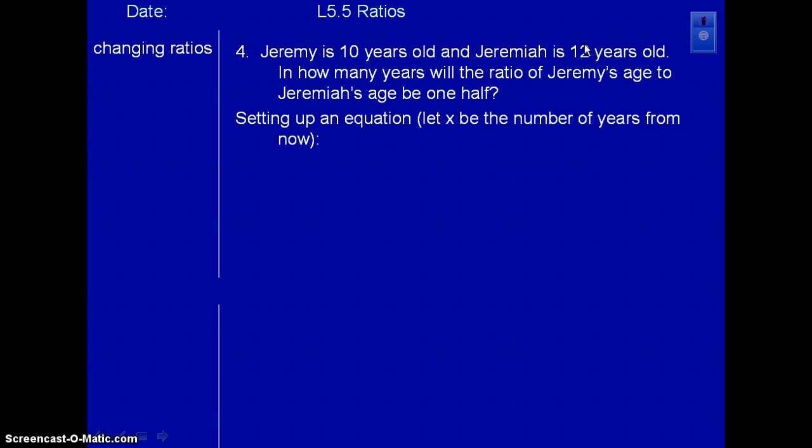So what we're taking a look at here is setting up an equation. If we let x be the number of years from now, we know we're going to be comparing Jeremy to Jeremiah and that we would like it to be equal to 0.5 or 1/2. So x years from now, Jeremy's age will be 10 plus x. And x years from now, Jeremiah's age will be 12 plus x. So their ratio looks like this.